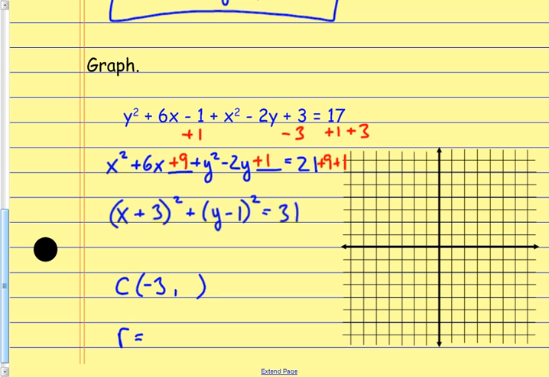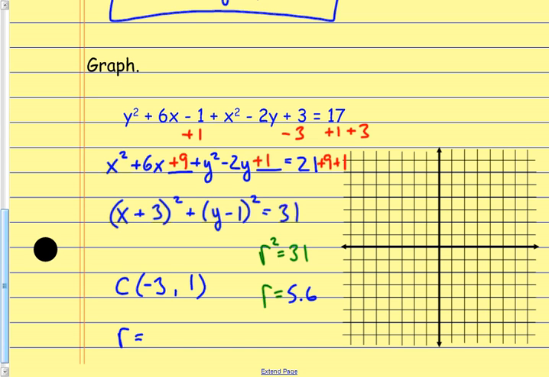This one is a little bit weird because I have r squared equaling 31. I take the square root of each side, so I find out that r equals, well, I'm just going to have to write this as a decimal approximation. It looks like it's going to be somewhere around 5.6.